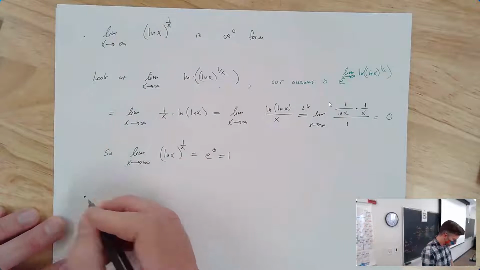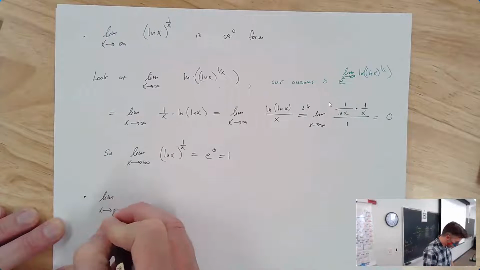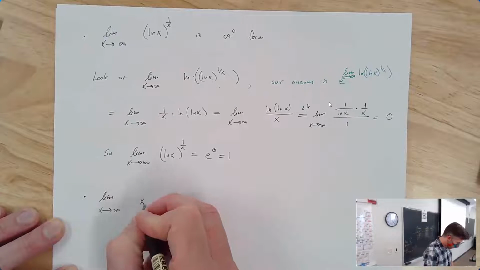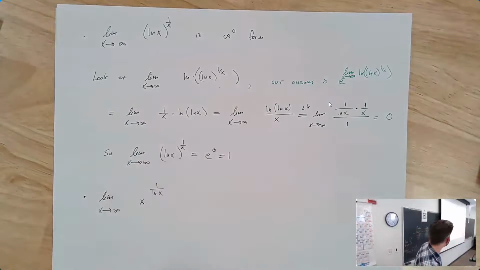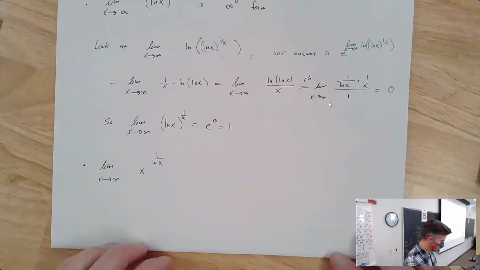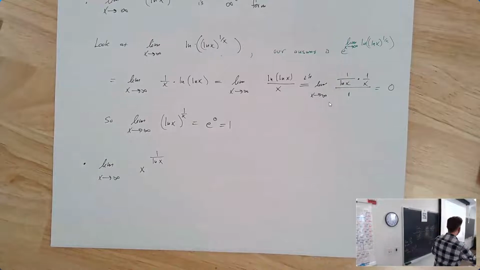And then, sure, let's kind of go the other way. Let's look at the limit as x goes to infinity of x to the 1 over natural log of x. Kind of funky looking. I want to warn you.